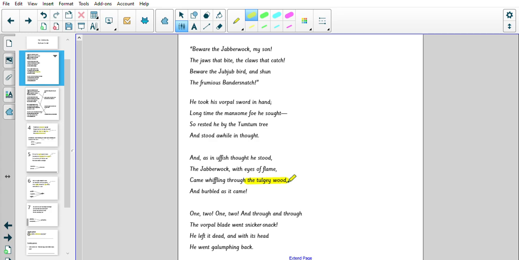Aha! He was running through the tulgey wood. So where did he come from? He came from the tulgey wood. Now when I write my answer in, I don't need to write the whole verse. I don't even need to write the whole line. I just need to write down the part that answers the question.